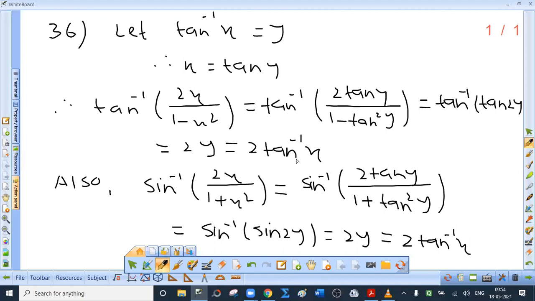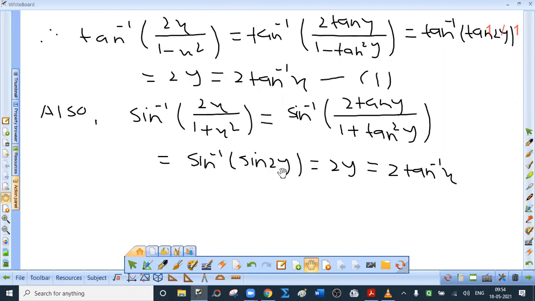But y is tan inverse x. So this proves that tan inverse 2x upon 1 minus x square is what? 2 tan inverse x. Suppose this is number 1. Okay. Now same for sine inverse 2x upon 1 plus x square. We get sine inverse sine 2y, that is 2y. So again it is 2 tan inverse x. Basically the formula is the expression of sine 2 theta, cos 2 theta, tan 2 theta in terms of tan.